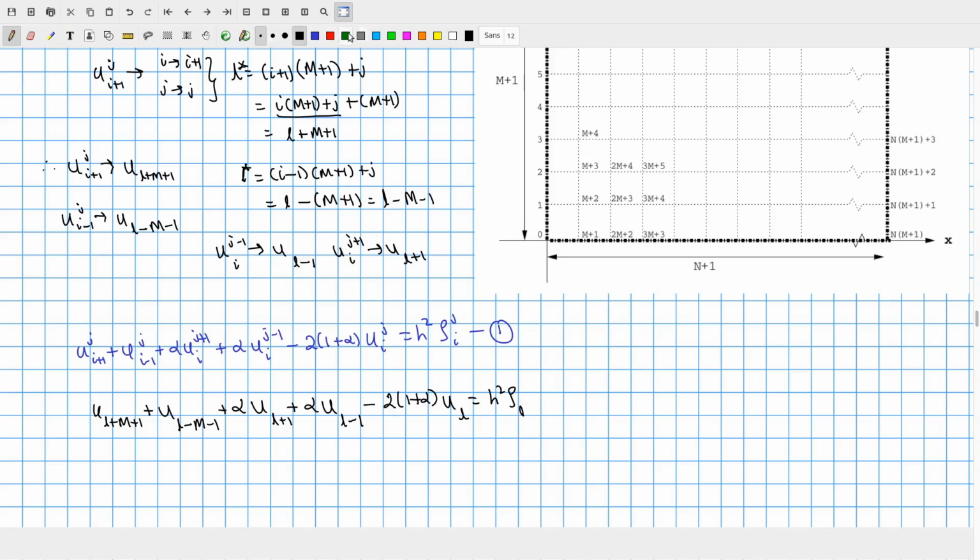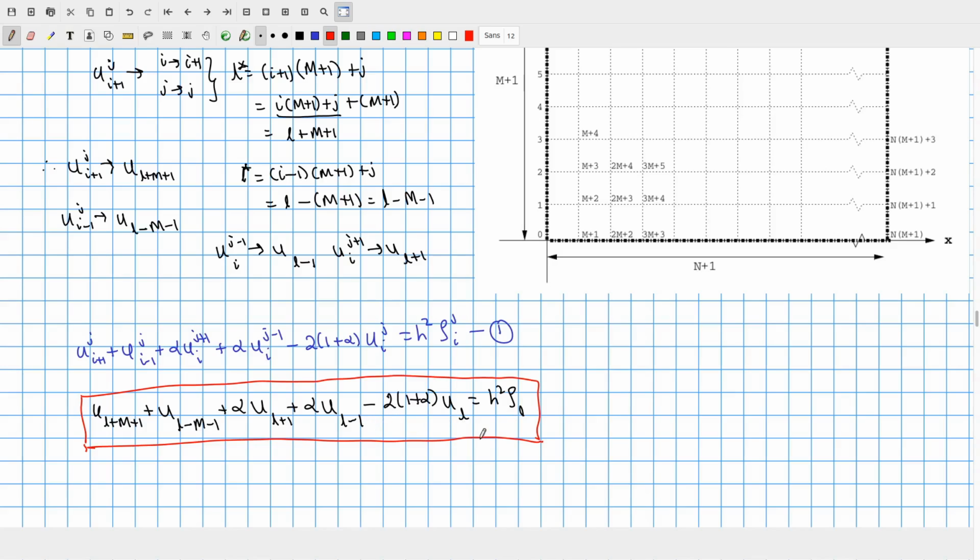So this is an interesting equation. What we have done is converted the variable with two indices into a single index.